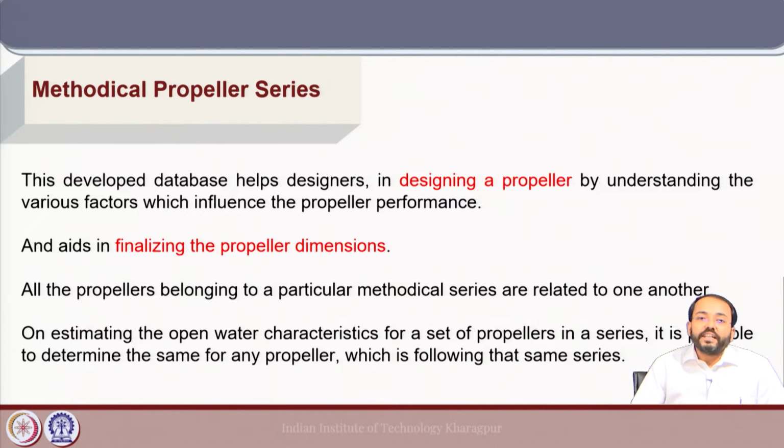If we think of a particular methodical series, all the propellers belonging to that series are somewhat related to each other by these parameters, because certain aspects are constant in terms of the geometry of the propeller blade. When we have the open water characteristics for a set of propellers in the series, and the limits defined by a specific series, we can obtain the characteristics of any propeller within the boundaries of those limits for the specified parameters, which we will try to understand when we go into each of these series.